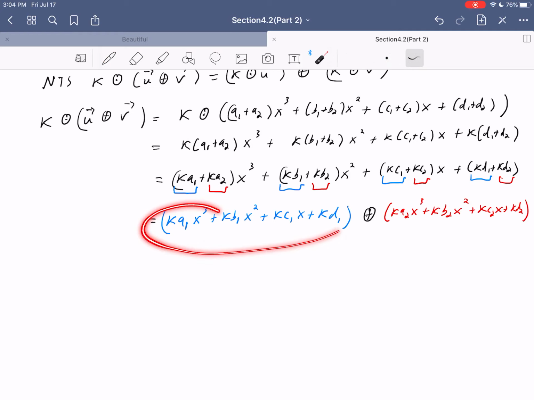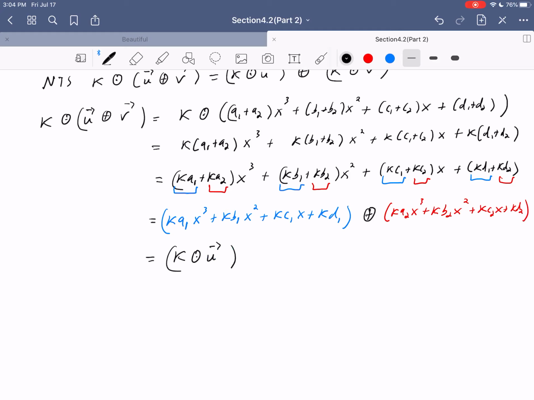Now, of course, this is the definition of that scalar K multiplied onto our first vector. So this right here is K dot U. And then we have our vector addition, and this, of course, is the definition of K multiplied onto our second vector. So this is K dot V. And there we go. We've shown that you can distribute the scalar multiplication over your vector addition here.